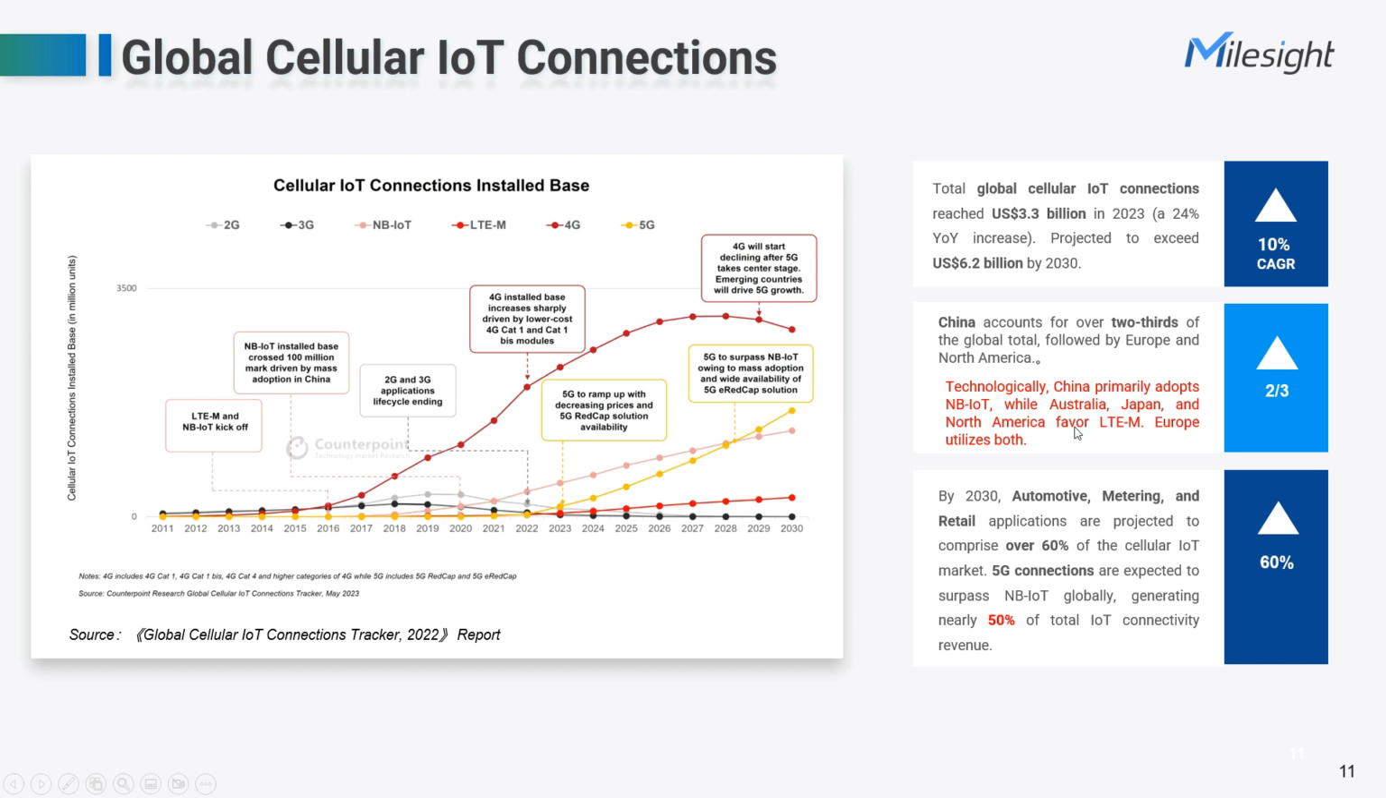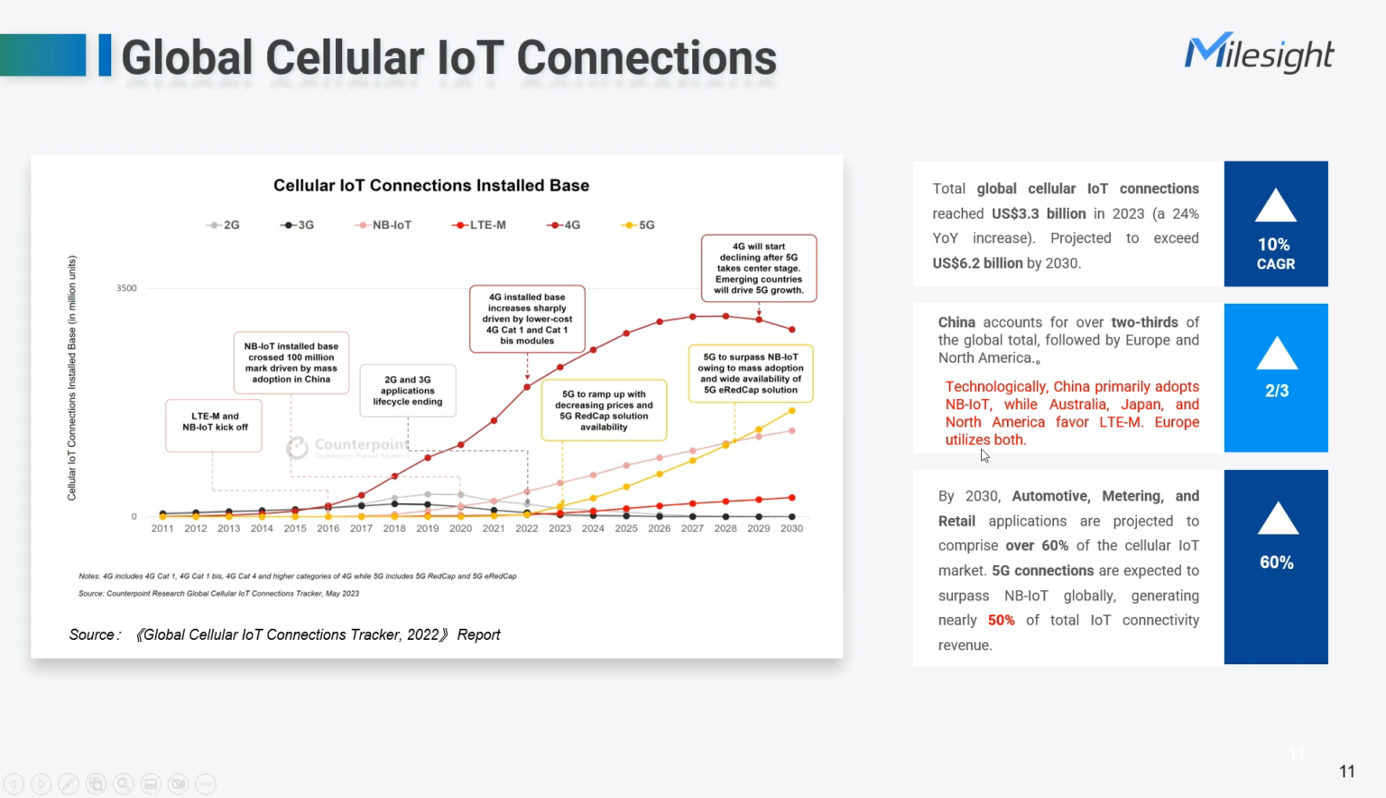Technologically, it's interesting to see how different regions have their favorites. China runs primarily on NB-IoT. Meanwhile, places like Australia, Japan, and North America tend to prefer LTE-M for their low-power needs. Europe, being pragmatic, supports both technologies.